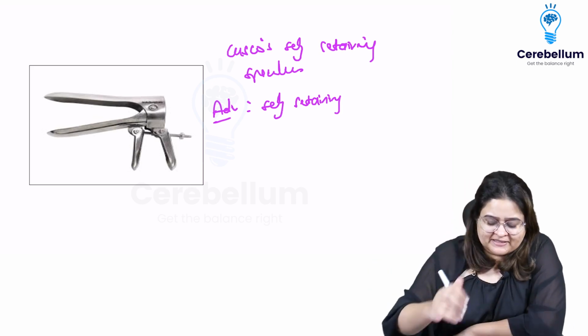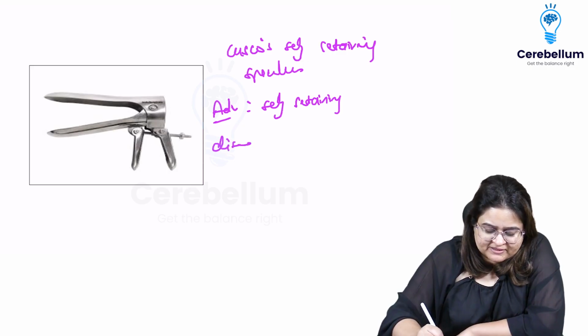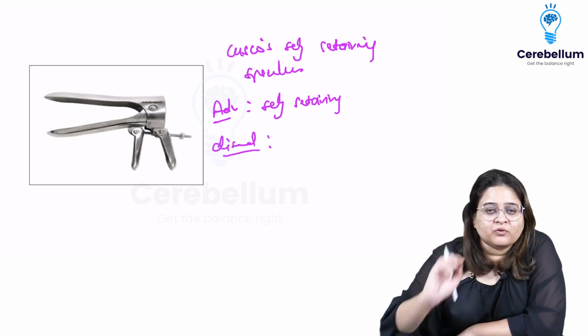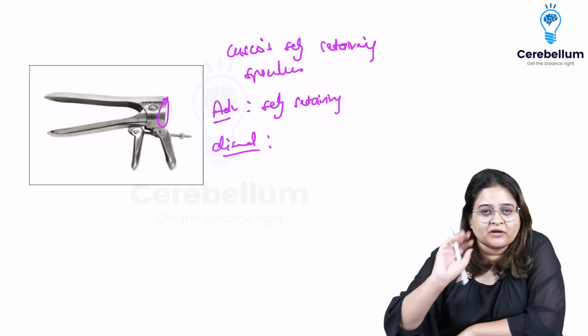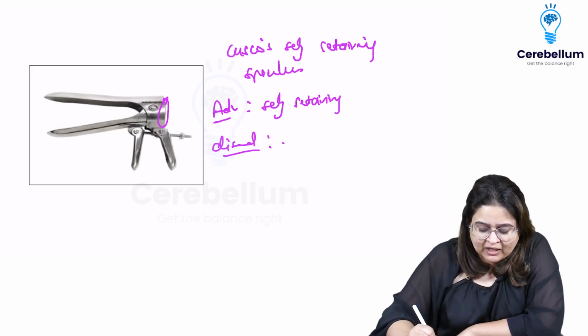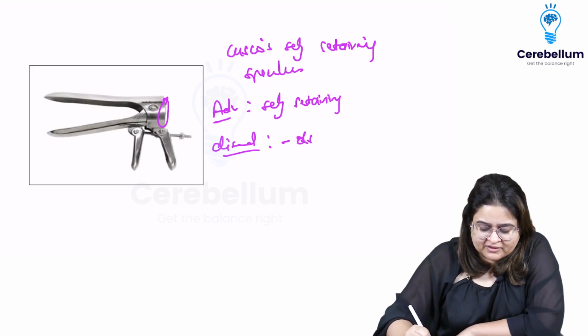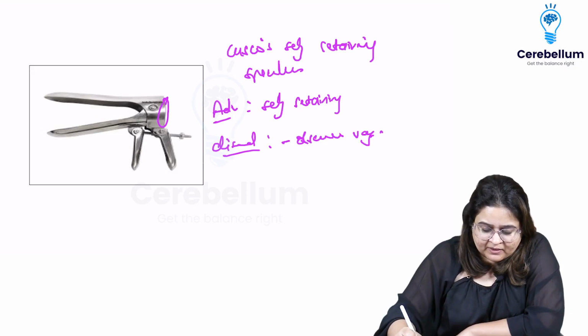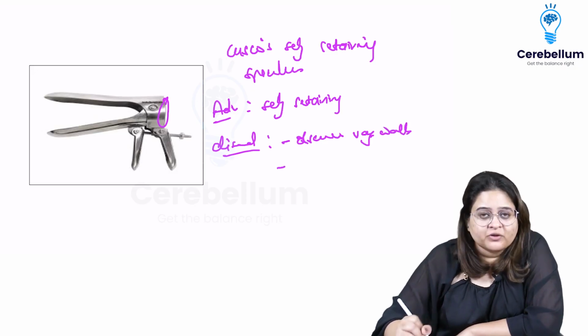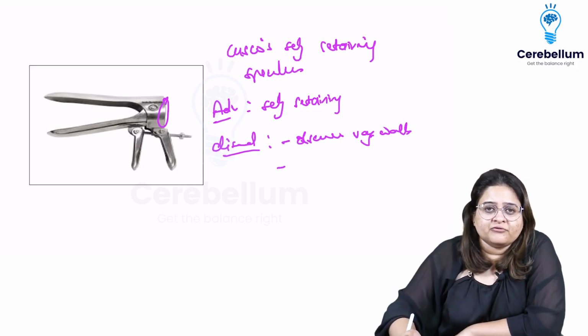But because the space is limited, the disadvantage is it is space limiting. Only one more instrument you can put through this once you have put this inside. So you can't see the vaginal walls completely. So it obscures the vaginal walls. Okay, and you can only put one more instrument. So you can do a limited number of things with this.